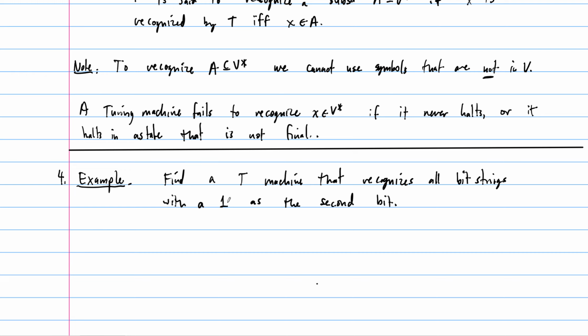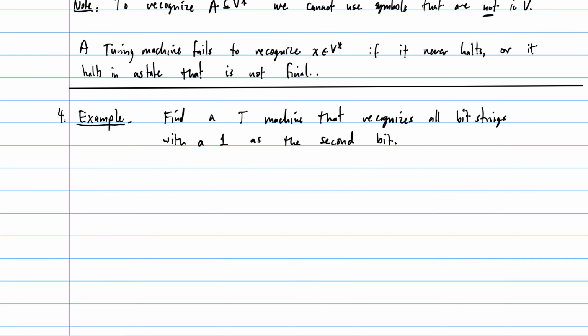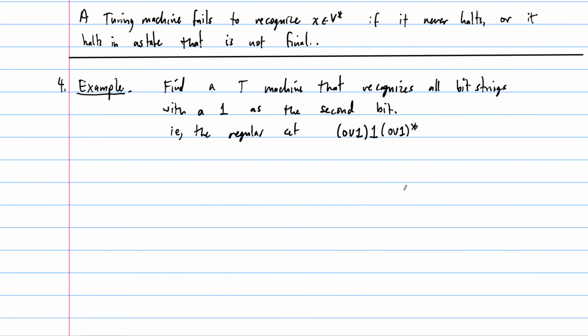In other words, this turns out to be a regular set. In regular notation, the regular set looks like this. It's either 0 or 1, so that's 0 union 1, right? Then it's a 1, and then it's (0 union 1) star, right? So it's something, 1, and then a whole bunch of others. It doesn't matter what else. So something, 1, else, doesn't matter. So let's do it, okay?